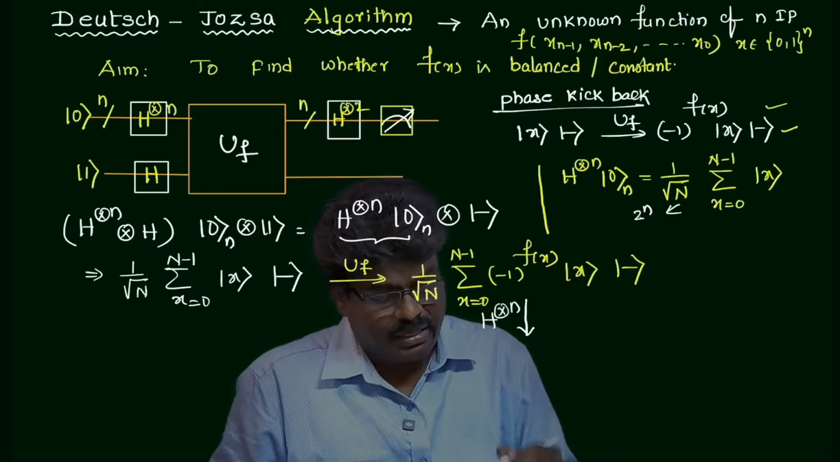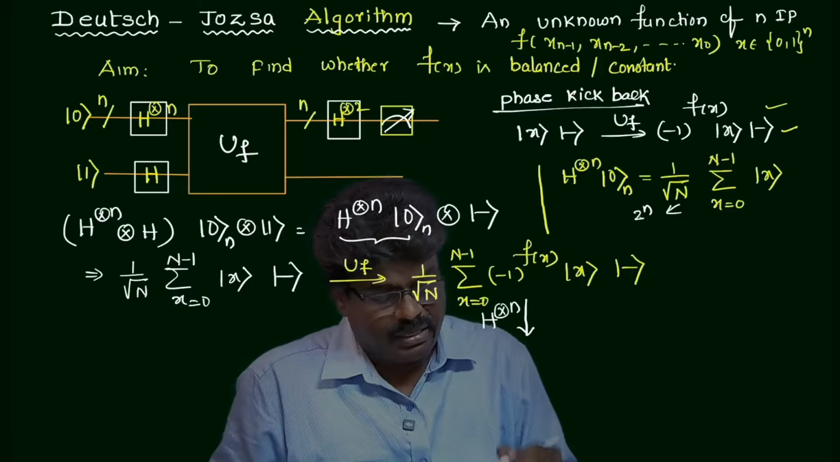So finally, if f of x is balanced, then the probability of getting a measured output of 0 is nothing but 0. So if f of x is balanced, we are sure that we won't get that output as 0. Only if f of x is constant will we get the probability of getting output 0 as 1. So this is the Deutsch-Jozsa algorithm.